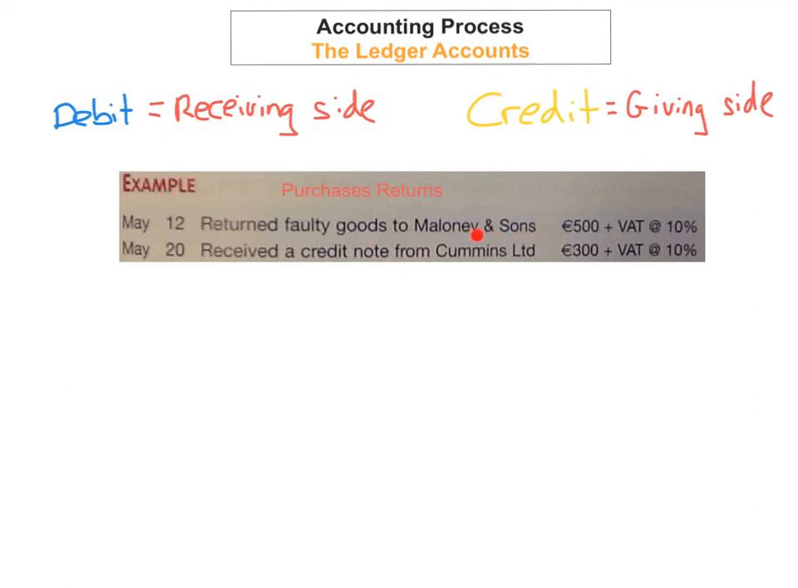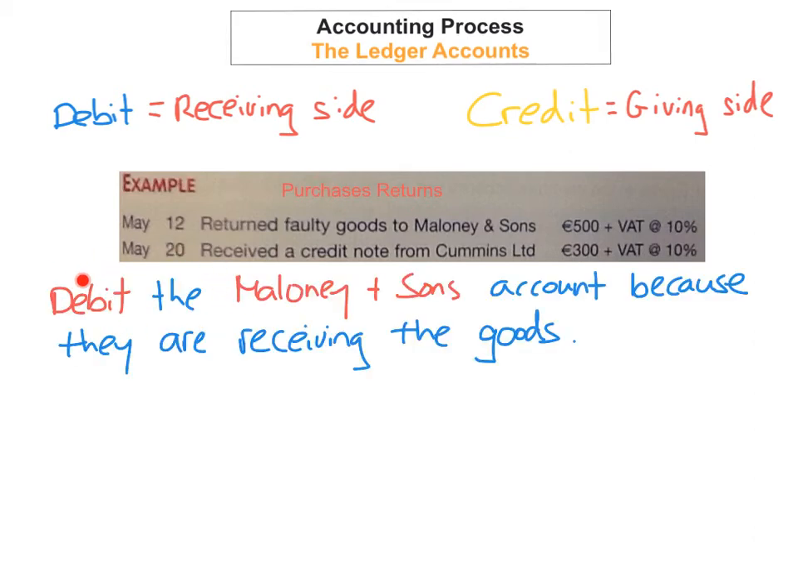Okay, who is now receiving the goods? You've got to think in your head, who is receiving the goods? Okay, so if we're the business and we are giving them to Maloney and Sons, well then Maloney and Sons are receiving the goods. So we're going to debit Maloney and Sons account because they are receiving the goods. Okay, so I'll put this in now. So debit the Maloney and Sons account because they are receiving the goods.